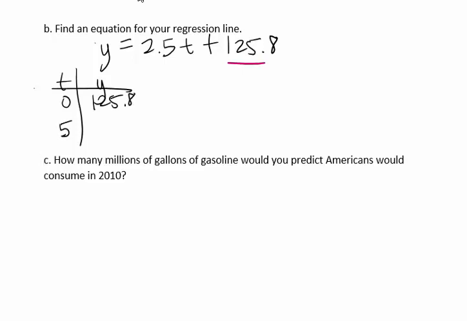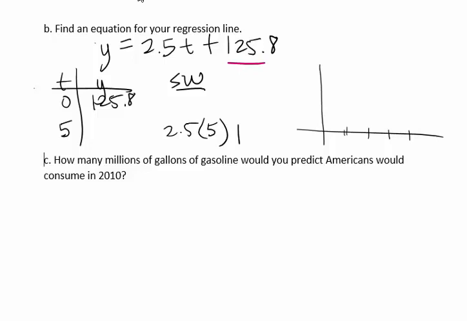Just pick another value of T that is maybe one of your tick marks on your grid. And so I'm just going to select 5 and find the corresponding Y value. So my scratch work, I'm just going to do 2.5 times 5 and then add 125.8. And we get 138.3.